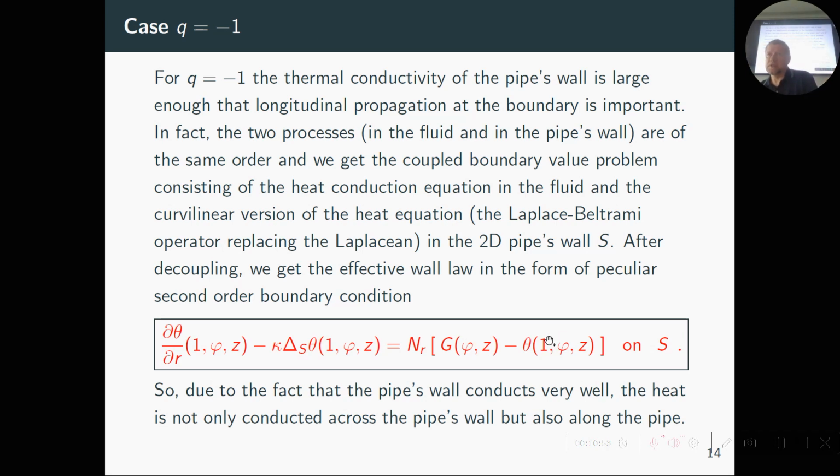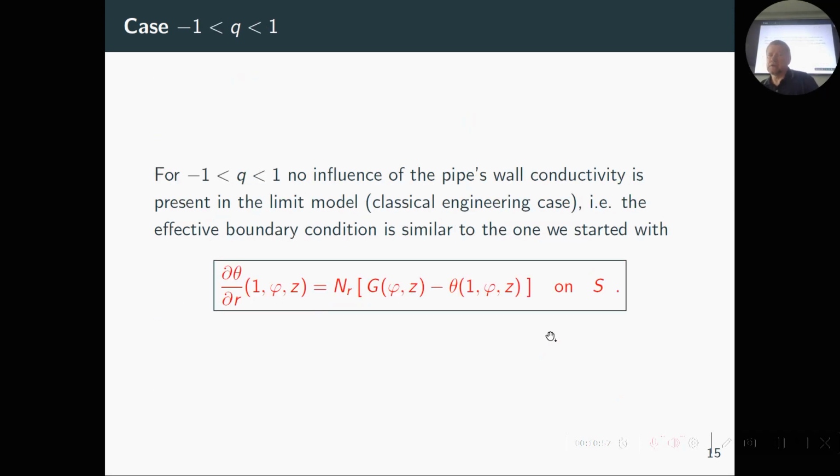And those two processes are about of the same magnitude. Now, if Q is between -1 and 1, the parameter that I introduced in the model, that's the classical engineering case. That means that the pipe wall is conducting well, but not so high. So that would be, for example, a steel pipe.